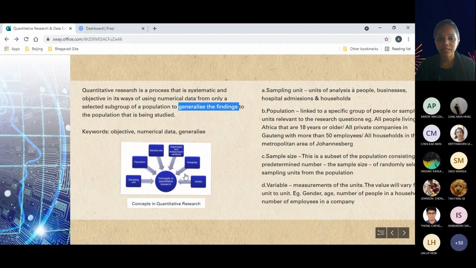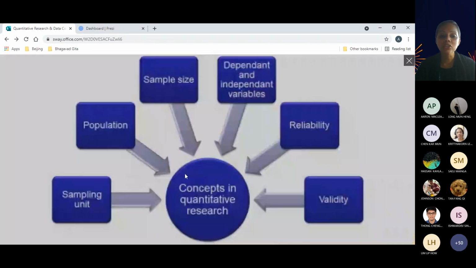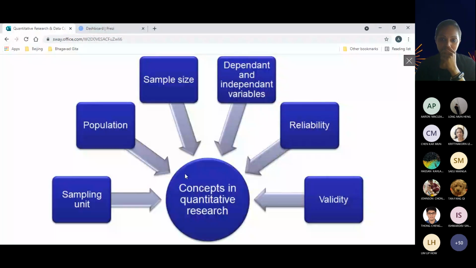Yes, Miss. Great. Now, this is the heart of today's lecture. How many concepts are there? 6. 6 concepts. Now, you guys tell me, what is population? I've introduced that already. What is population?